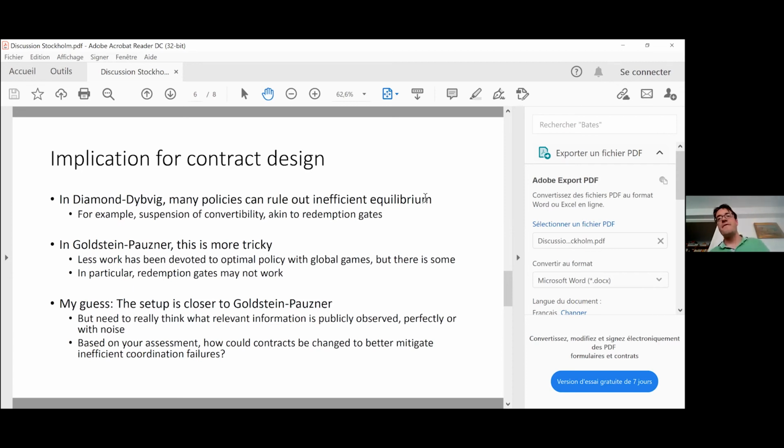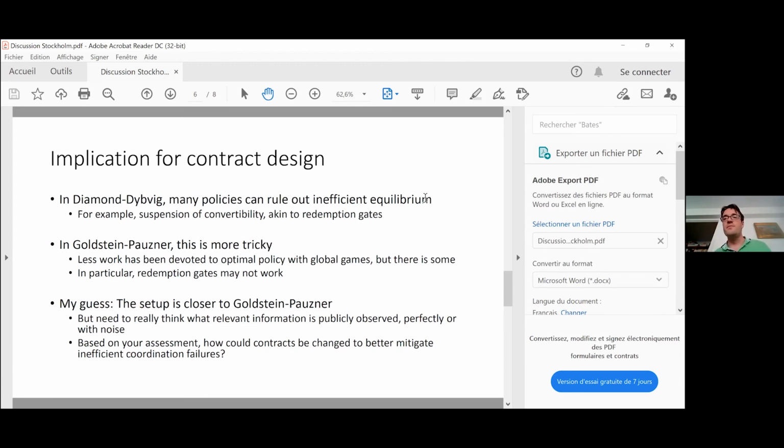The nice thing, I think, is what you can somehow do. So in Diamond and Dybvig, we know that there are many policies or many changes in the design of the contracts that can rule out completely the inefficient equilibrium. And in particular, one of them, which has been studied quite a lot, for example, by Gorton and others, is, in the context of banking, what is called a suspension of convertibility.